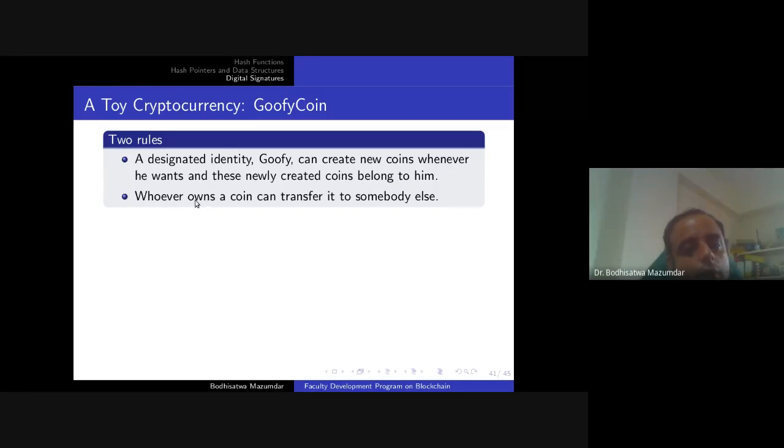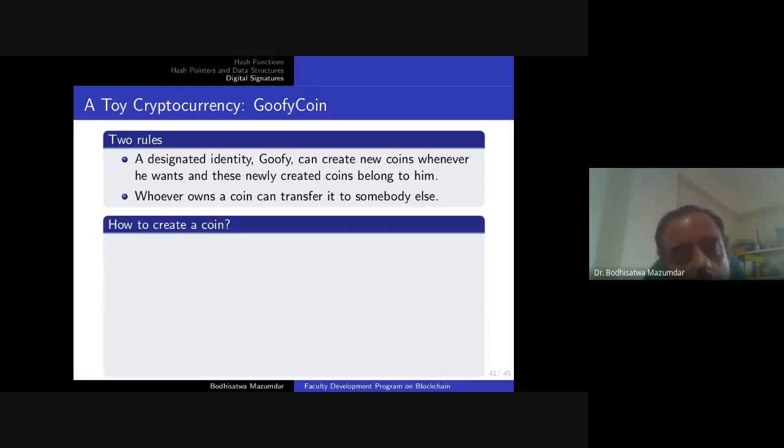Whoever owns the coin, only he can transfer it to somebody else. If Goofy gives a coin to me, only I should be able to give that coin to somebody else and nobody else. That means that coin cannot be spoofed, and a copy of that coin cannot be produced. This is being ensured by the hash function of a blockchain system. So how to create a coin? We'll see how Goofy creates the coin to ensure this.